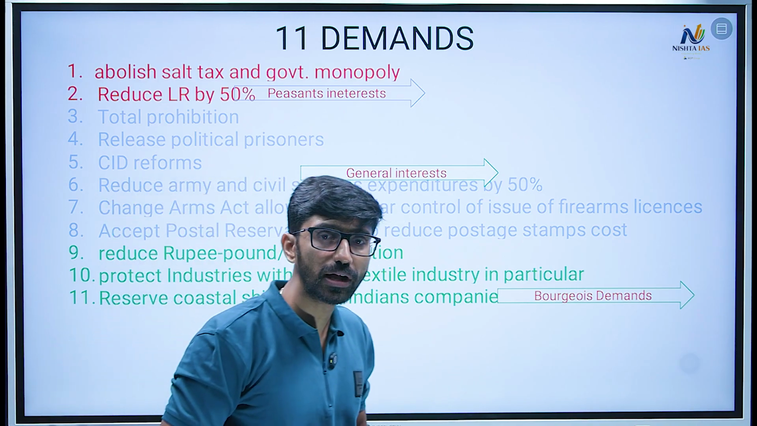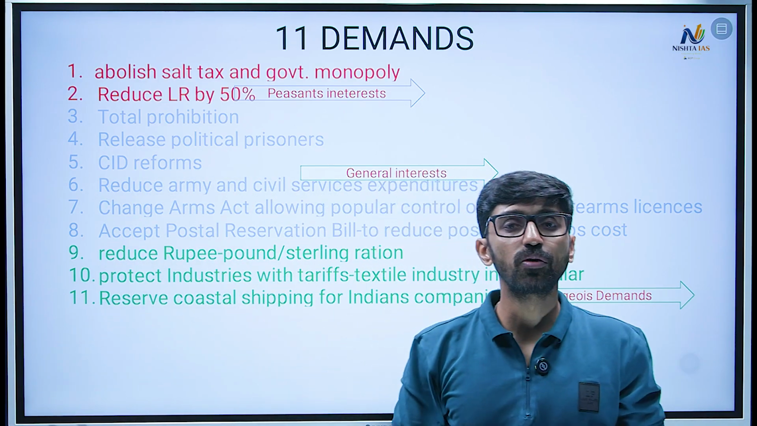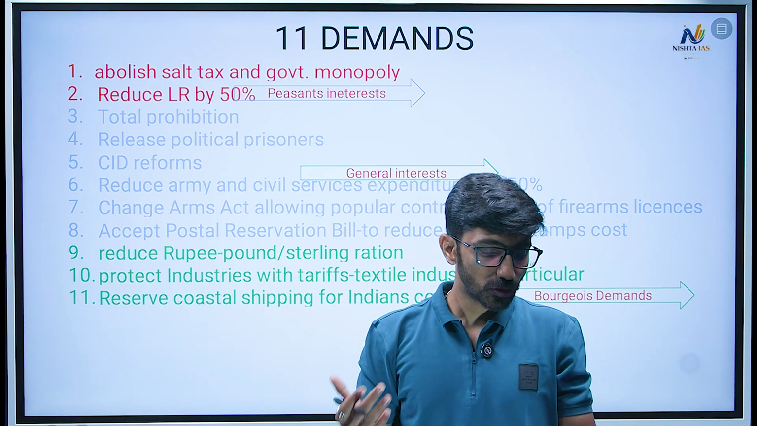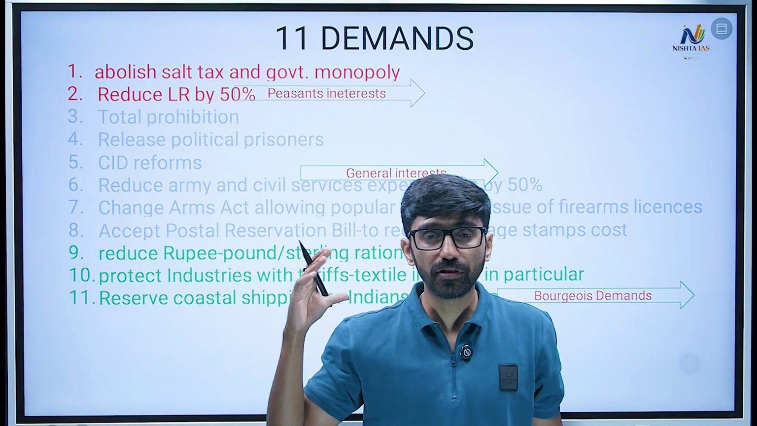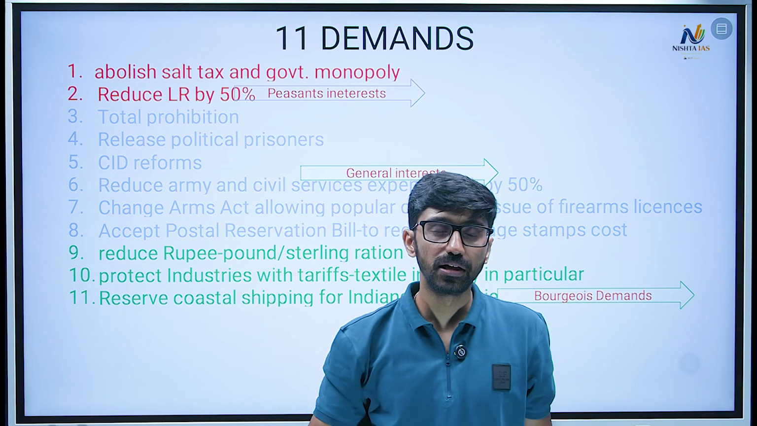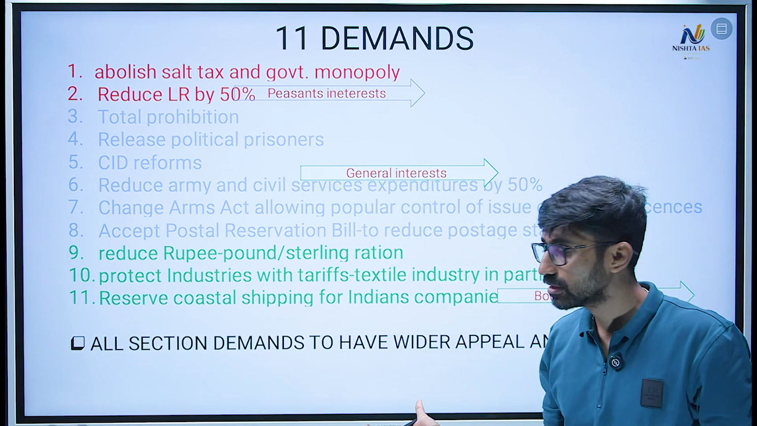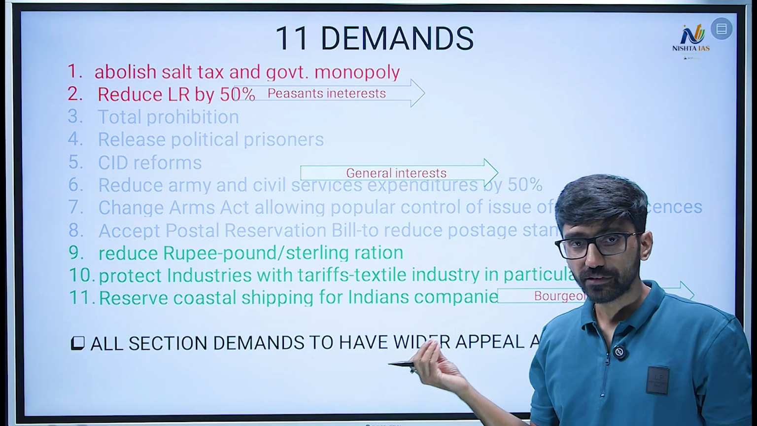At the same time, Gandhi was also accused of favoring only a few sections. That is the reason he wanted to bring every section together and to showcase that he is fighting for everybody. So everybody will support him. Everybody will participate in the mass movement. These are the 11 demands of Gandhi. But it was rejected. We know that Irwin rejected this one.